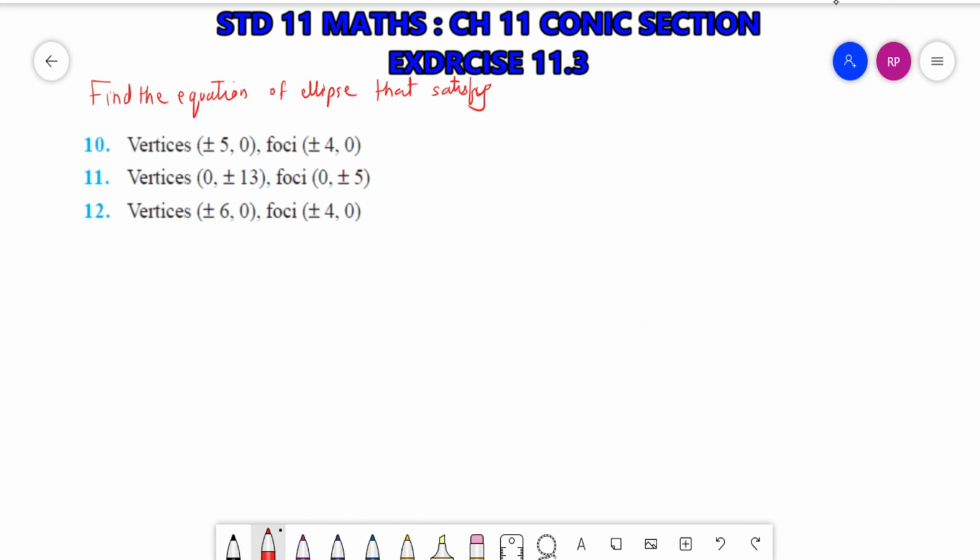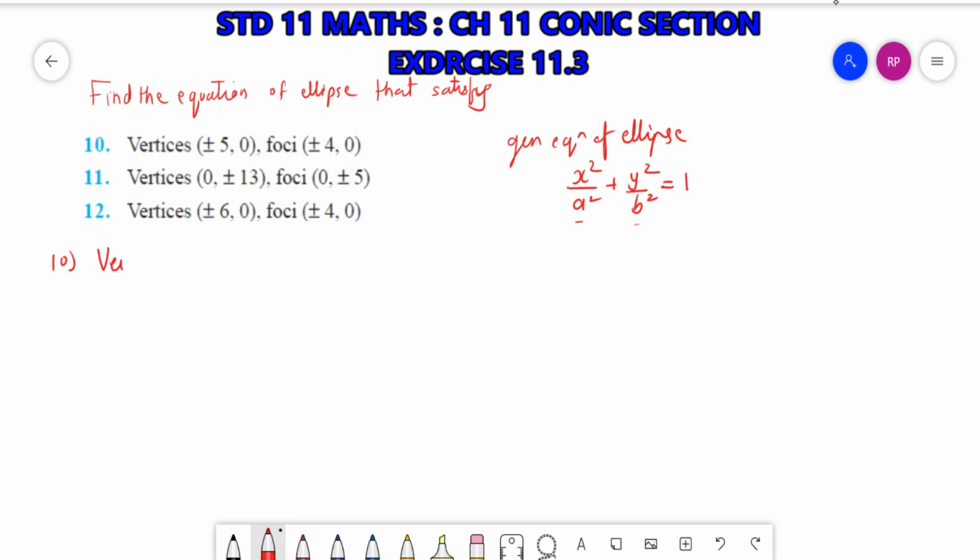Questions 10, 11, 12. Find the equation of ellipse that satisfies the given conditions. Okay, we know that the general equation of ellipse is x square by a square plus y square by b square equal to 1. So I'll solve 10th and 11th, and you have to solve 12th by yourself. What we need to do, we only need to find out a and b.